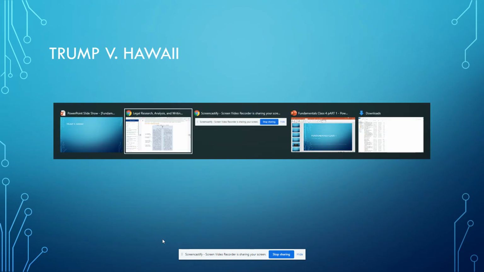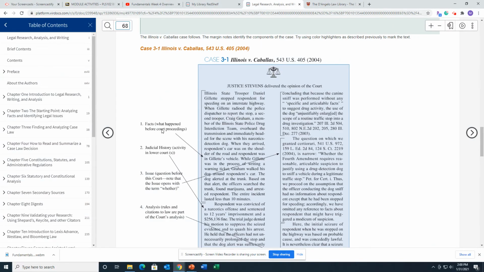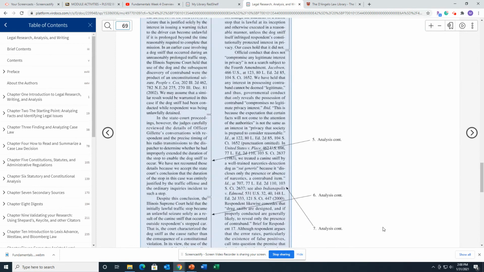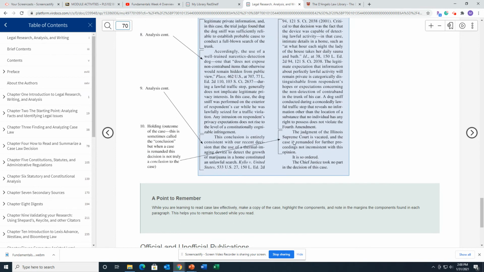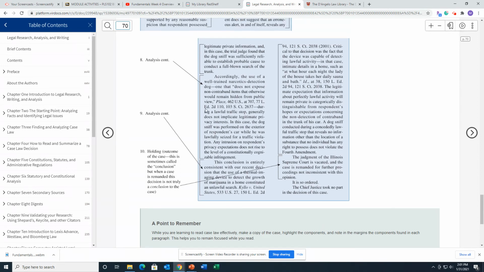Okay. So they have this case, which kind of shows here our facts, this is our judicial history. So it's just kind of arrowing. Here's our issue. One thing you said, the question on which we granted certiorari is, so here's your issue. And then your analysis starts. Okay, more analysis, more analysis, more analysis. And your holding, which is your conclusion. It's really your answer. I don't like that. So this one is remanded. That's really your disposition. I disagree with that.